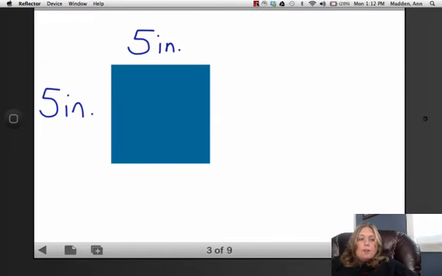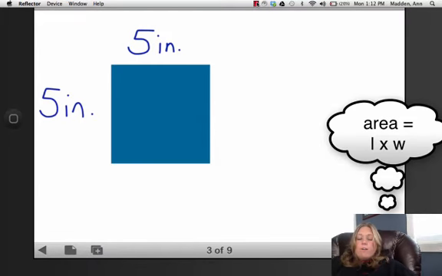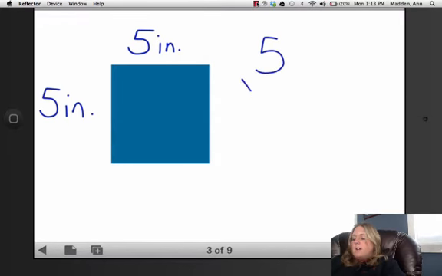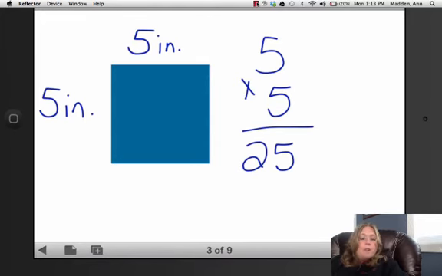All right, let's take a look at this first square. It is 5 inches long, the length, and 5 inches wide, the width. In order to find the area, you need to multiply 5 times 5 equals 25. Don't forget to add the label. It's inches, and always when you find the area, it is squared. So inches squared. 25 inches squared is the area.